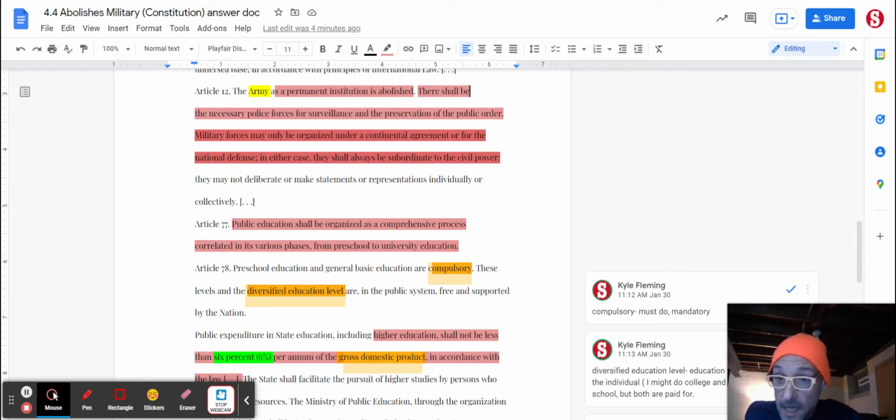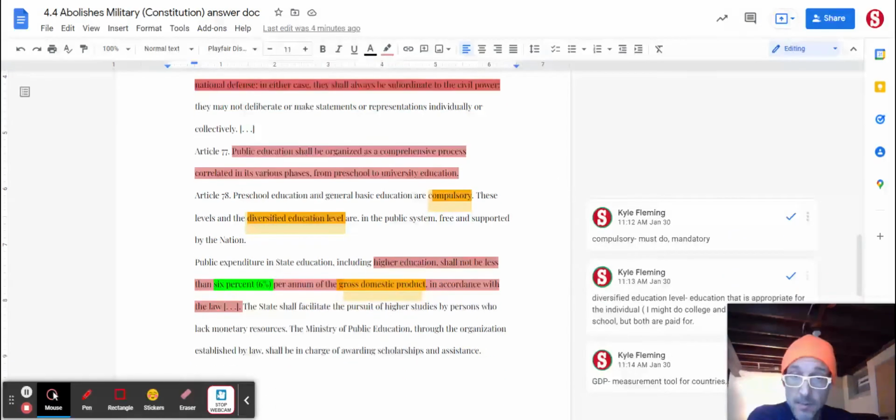Article 78: "Preschool education and general basic education are compulsory." You have to do it, mandatory. Preschool education and general basic education, compulsory? Phew, I had to fight for vouchers to get into preschool. Ooh, I wasn't teaching at Shaker yet. It was a different time, kids. "These levels and the diversified education level," what the heck's that mean? "Diversified education level, are in the public system, free and supported by the nation," by the taxes.